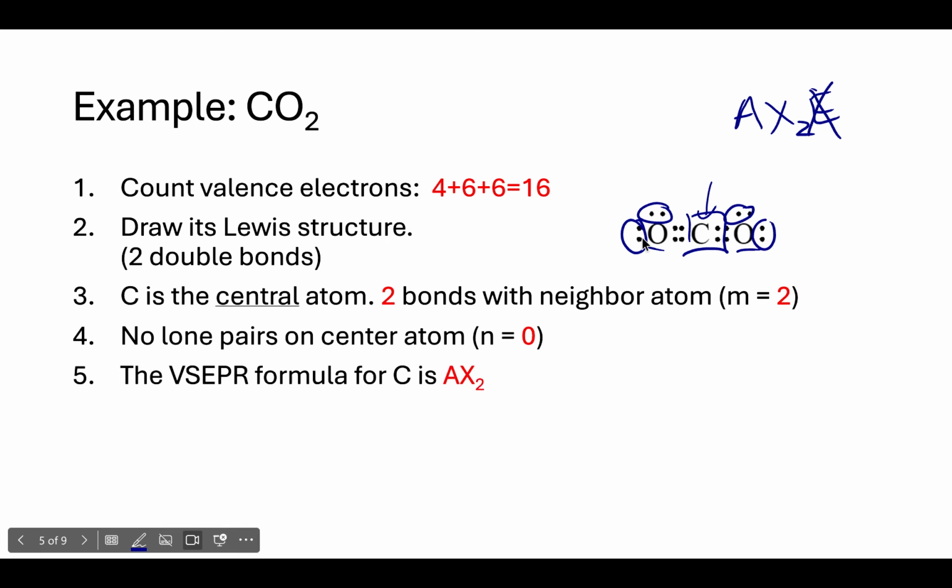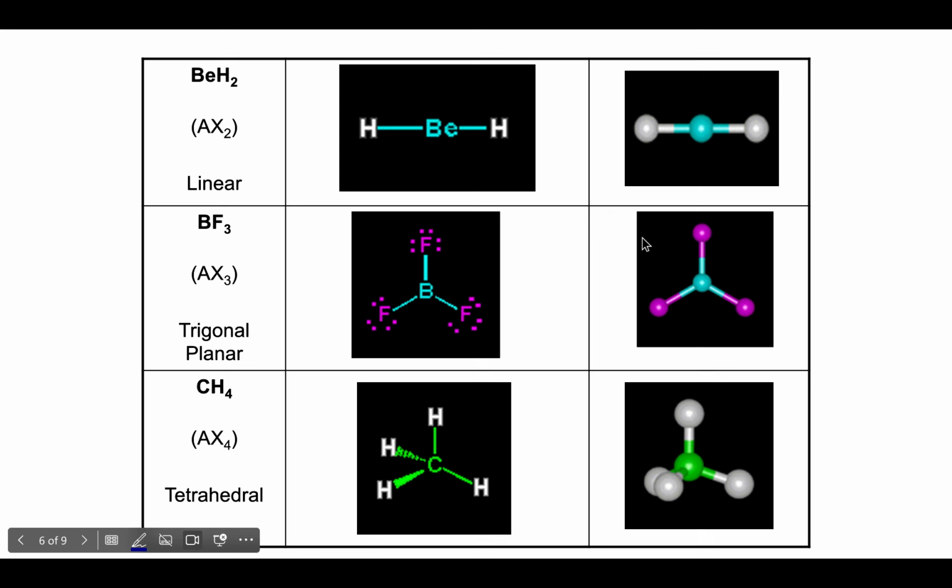So when we look at shapes, we're looking for that AX2 shape. Every AX2 shape will be linear, meaning you're in a straight line. If you have a simplified version and it's AX3, that's trigonal planar. Trigonal planar always will have equal distances between the bonds, keeping all those electrons as far apart as you can get. CH4 is an AX4 shape, and that's tetrahedral.